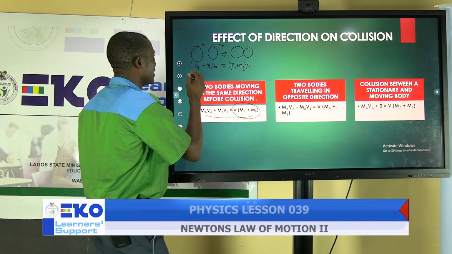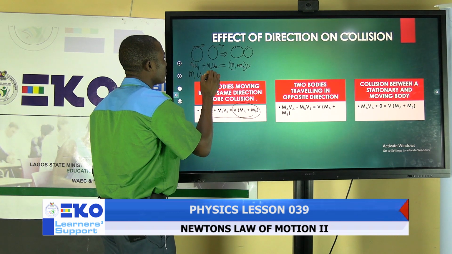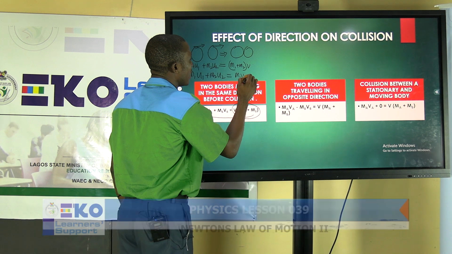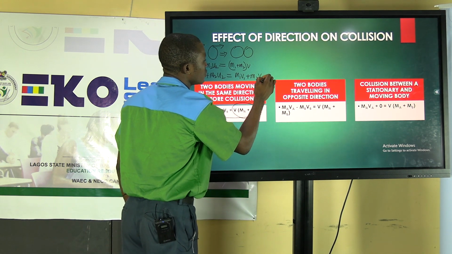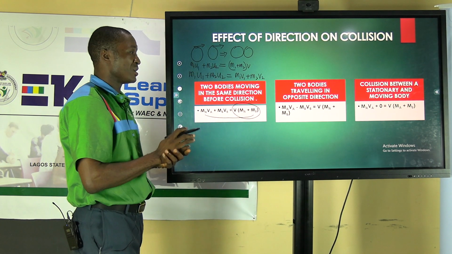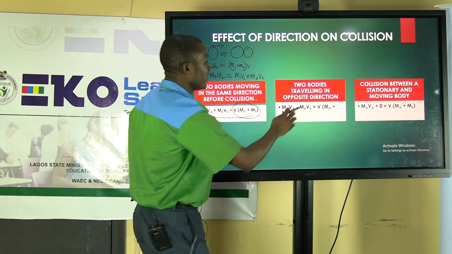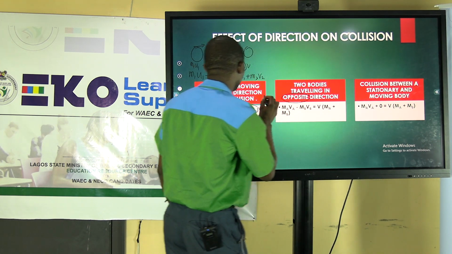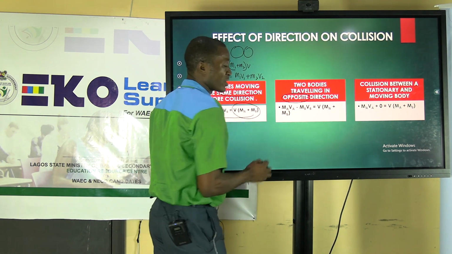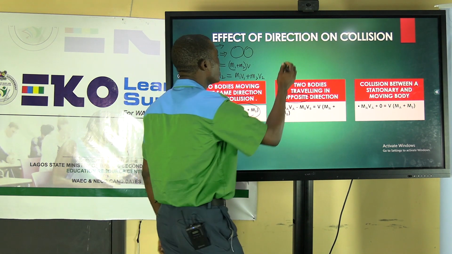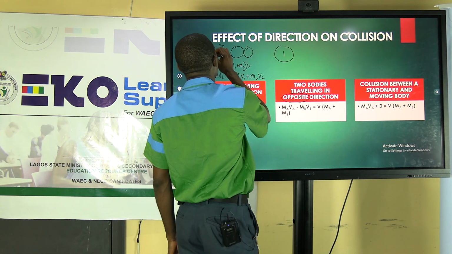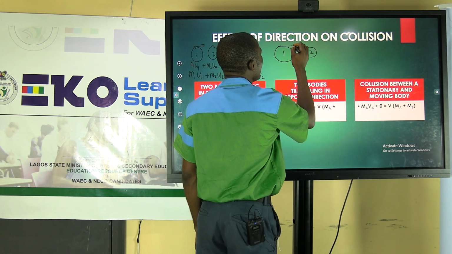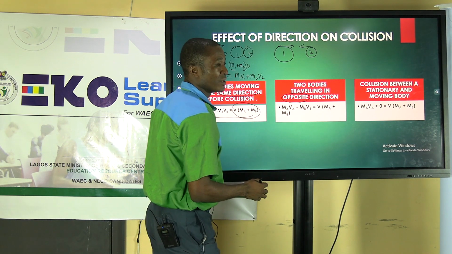If they are not sticking together, it means m1 u1 plus m2 u2 will be equal to m1 v1 plus m2 v2. That is if they are not sticking together. Now, in this case, two bodies traveling in opposite direction. Please take note, same direction, opposite direction. If they are traveling in opposite direction, which means the first one and the second one, this is going this way and the other one is going the opposite way.